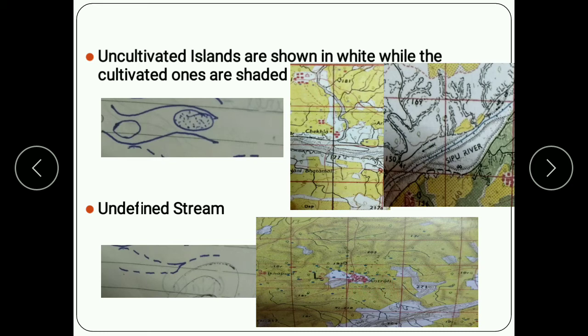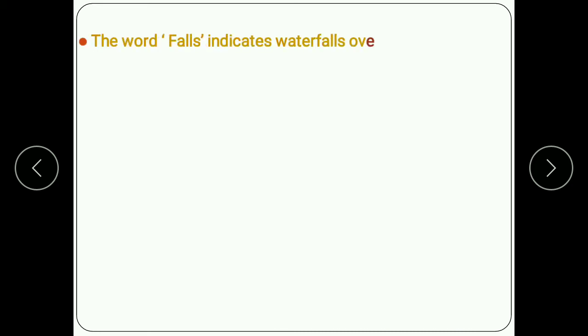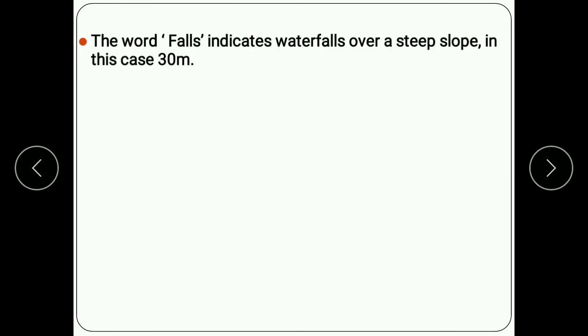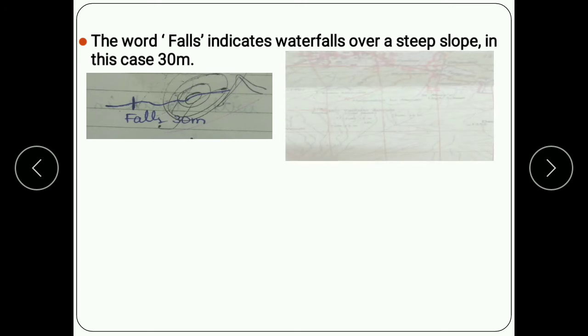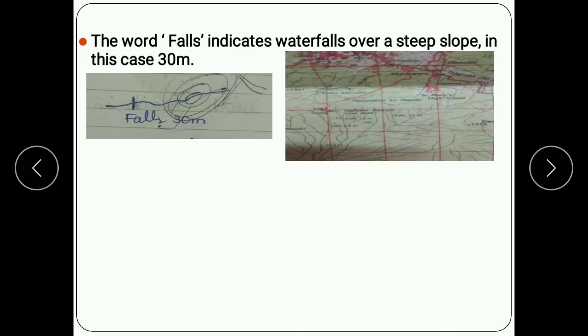Next are the falls. The word falls indicates waterfalls over a steep slope. Now you can see that falls are the same as a waterfall that falls from a steeper slope, or from any highland structure. As you can see in the topographical map also, there are so many falls located. Falls will only be found in hilly or sloping regions from where the waterfall is flowing.